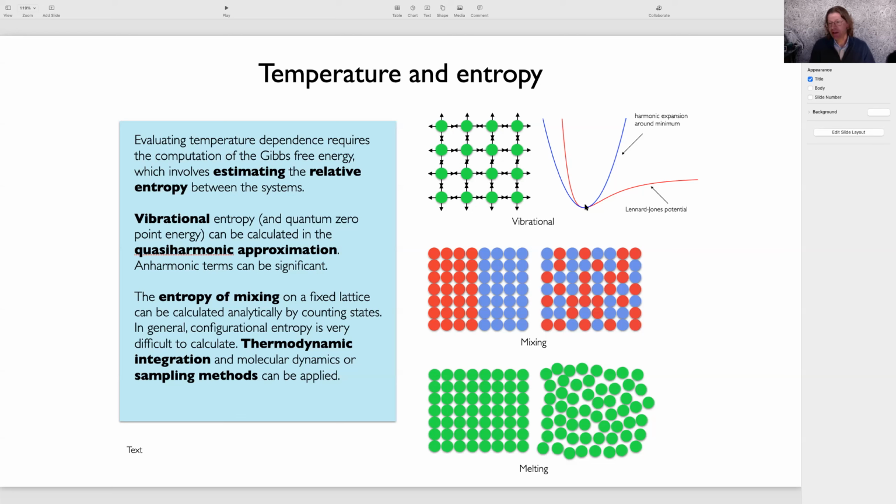In the case of mixing of elements on, say, a fixed lattice, then you can just enumerate what the entropy will be. So I've given an example here where we've got a simple square lattice of A, red, and B, blue, and then I examine what the entropy of mixing would be, and then I can find the Gibbs free energy to compute whether a particular mixing will take place or not. And this is just based on permuting the identity of atoms on a lattice.